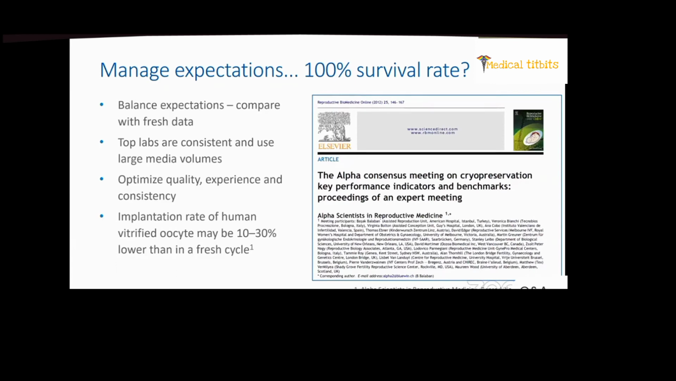Top labs are consistent and use large volumes of media. You can achieve benchmarks only when you optimize quality, experience, and consistency. Be realistic. For example, according to the Alpha Consensus meeting on cryopreservation KPIs and benchmarks, the implantation rate of human vitrified oocytes may be 10 to 30% lower than in cycles using freshly collected oocytes.